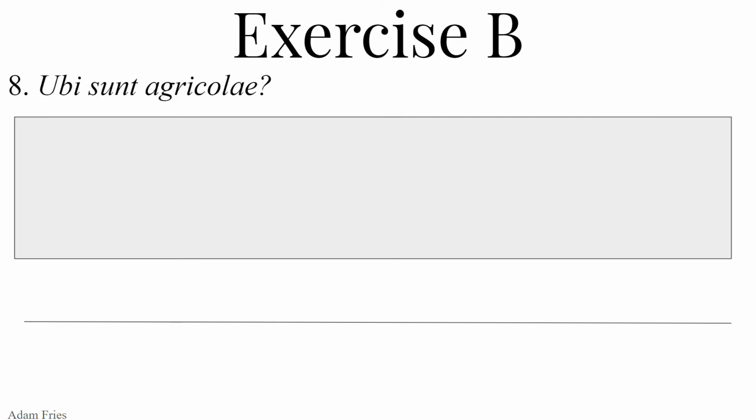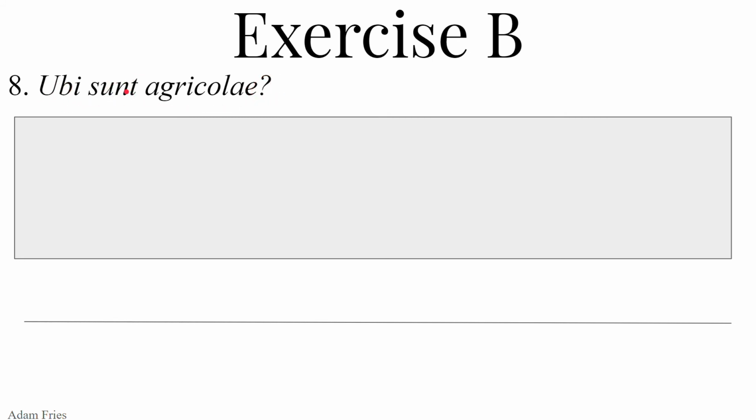Octava, sententia octava. Ubi sunt agricolae? All right, this one seems pretty short, probably pretty easy, hopefully. Let's check it out. Let's not let our guards down. Ubi, where? Interrogative adverb, where? I know it's an interrogative because it's got a question mark. Thanks, English editor. Ubi, where?